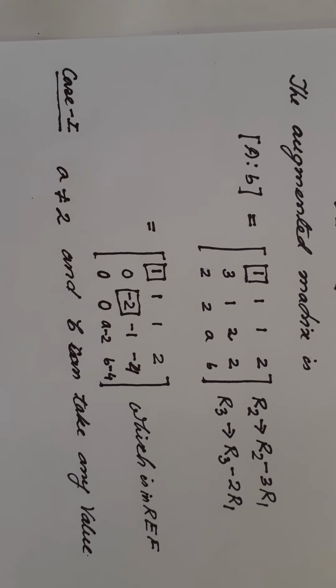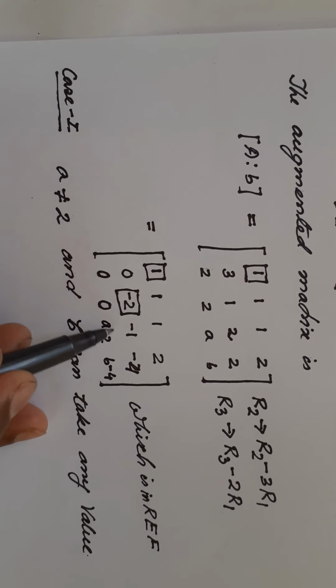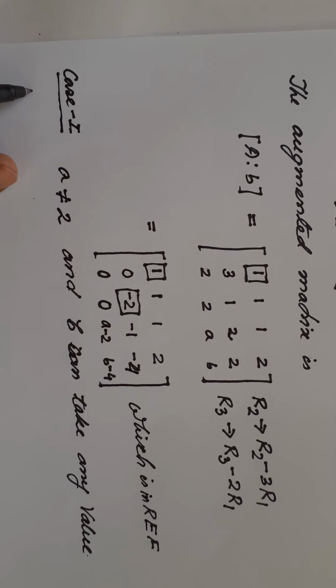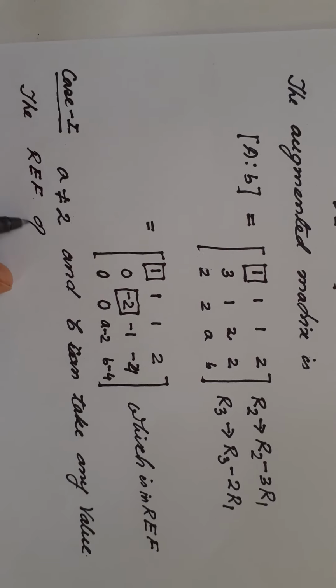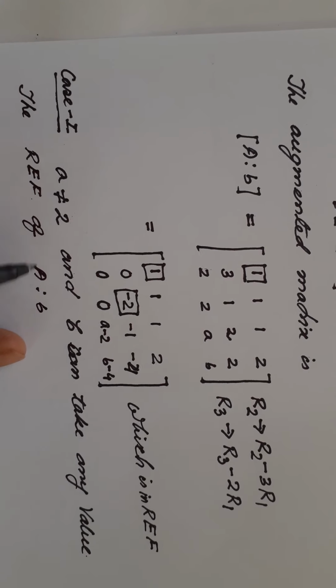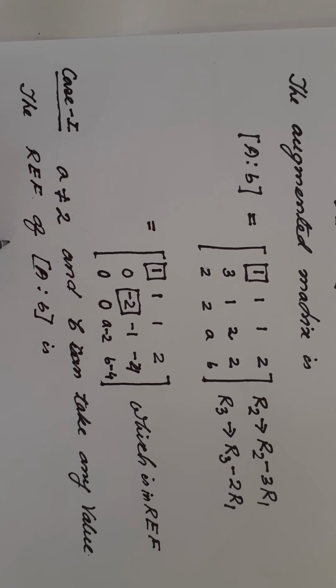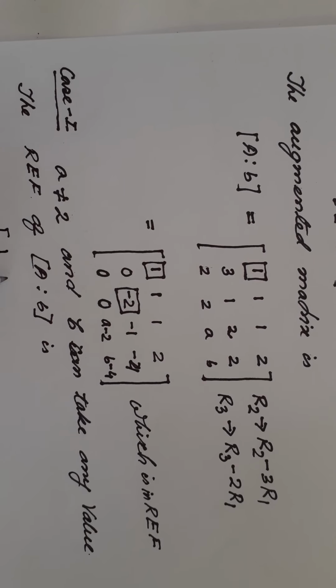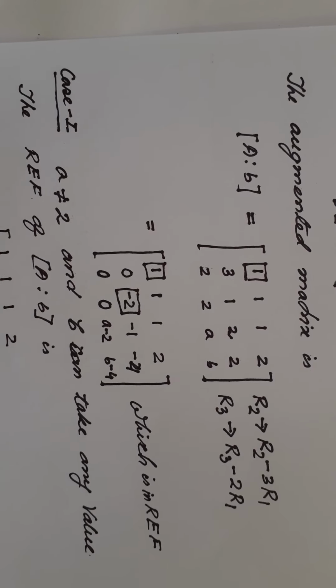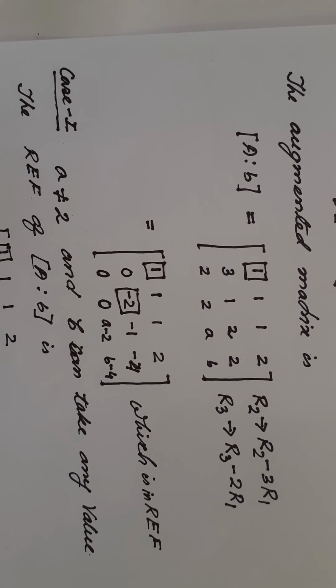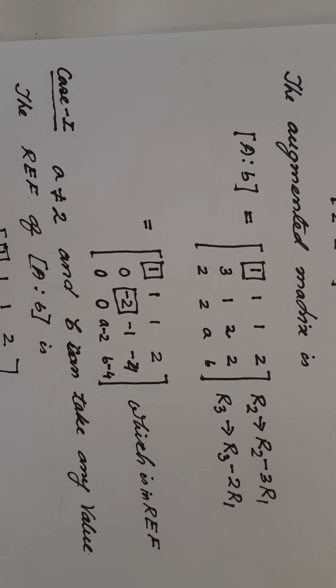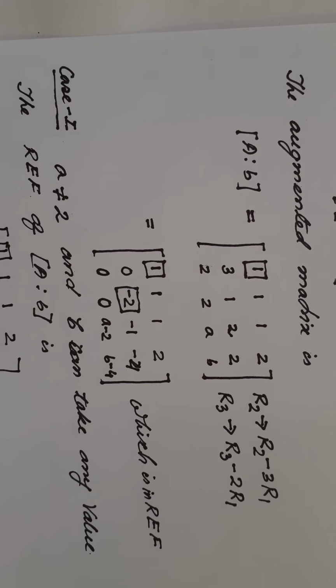If A is not equal to 2, then this is non-zero. So this becomes the pivot in that case. So the row echelon form of AB is [1, 1, 1, 2; 0, -2, -1, -4; 0, 0, A-2, B-4]. See, this is your first pivot, this is your second pivot, and A minus 2 is non-zero. So this is your third pivot. So that's why it is in row echelon form. Every row got its pivot.